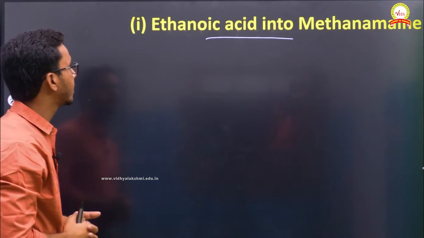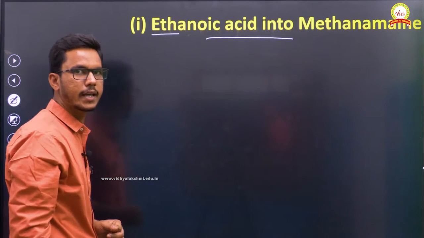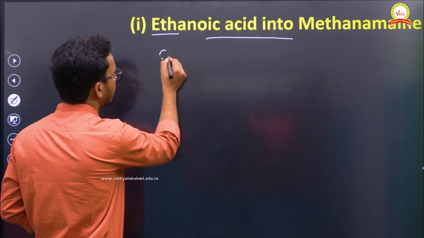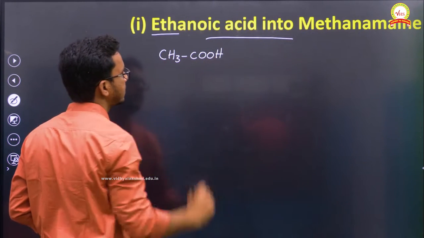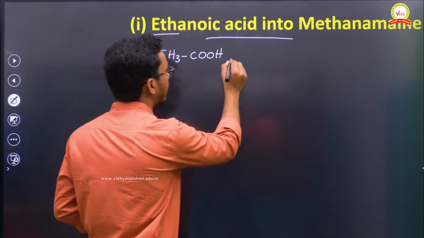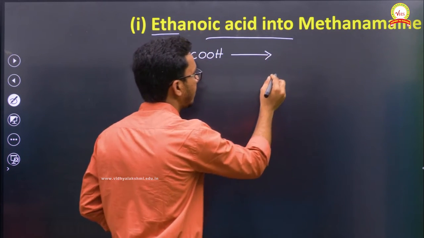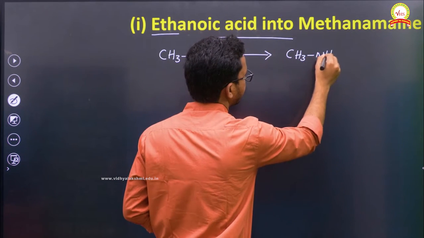Now let us take ethanoic acid here. Ethanoic acid means the root word indicates two carbons are there, that is CH3COOH. This is ethanoic acid. This ethanoic acid should be converted into methanamine. Methanamine means what? Amine group with one carbon, right? That is CH3NH2.